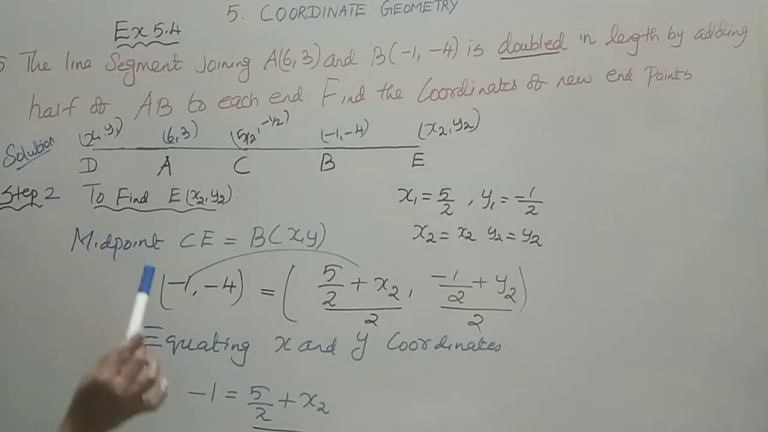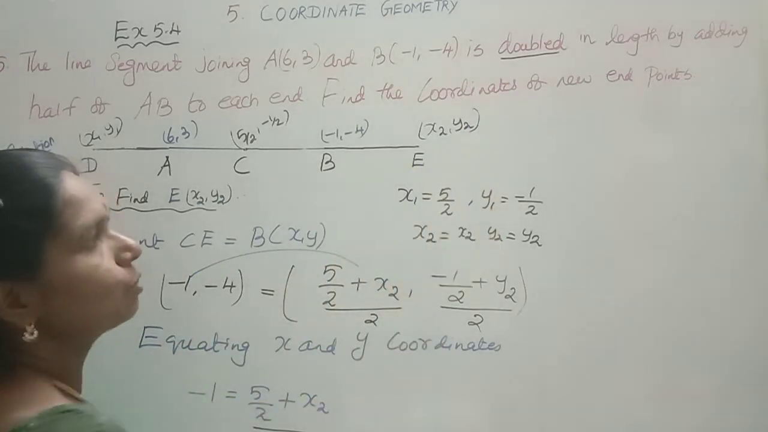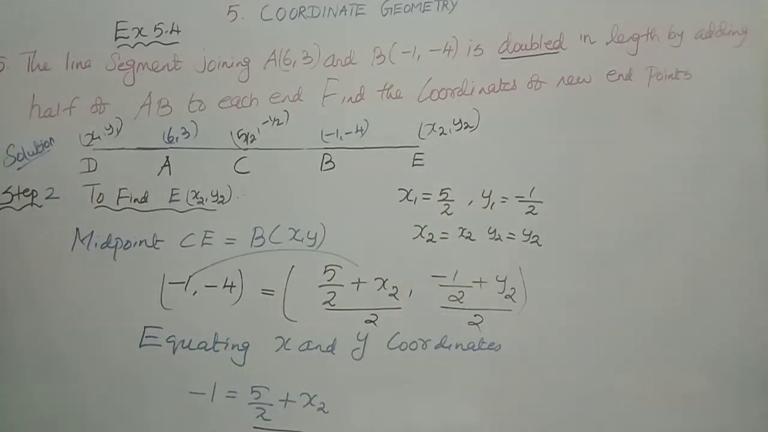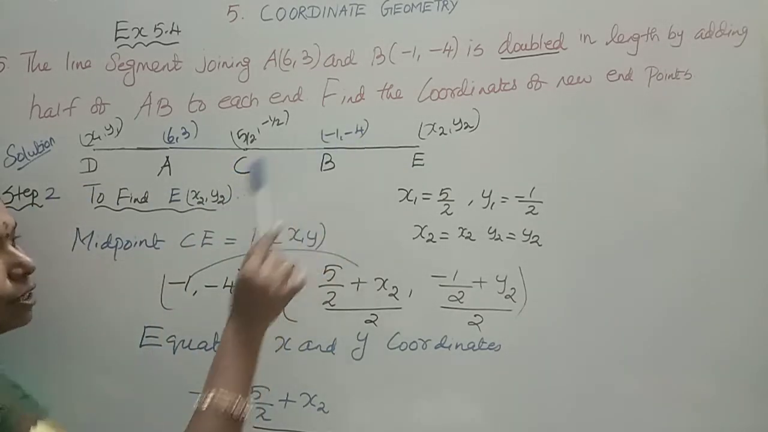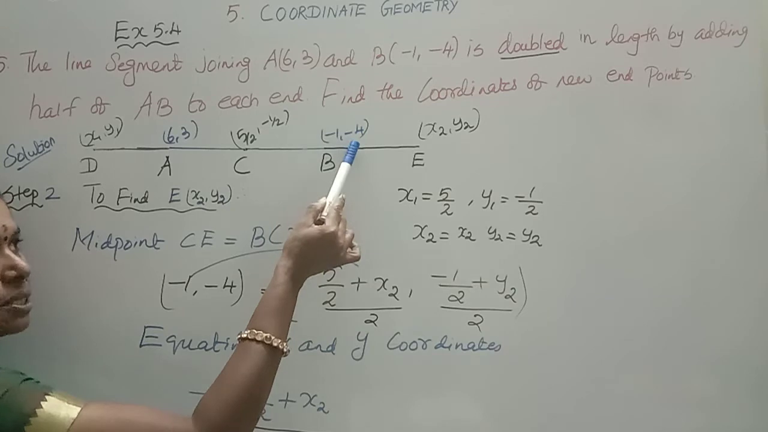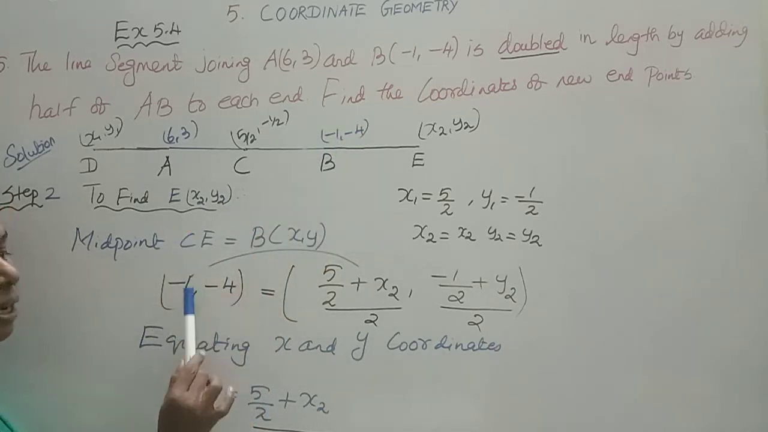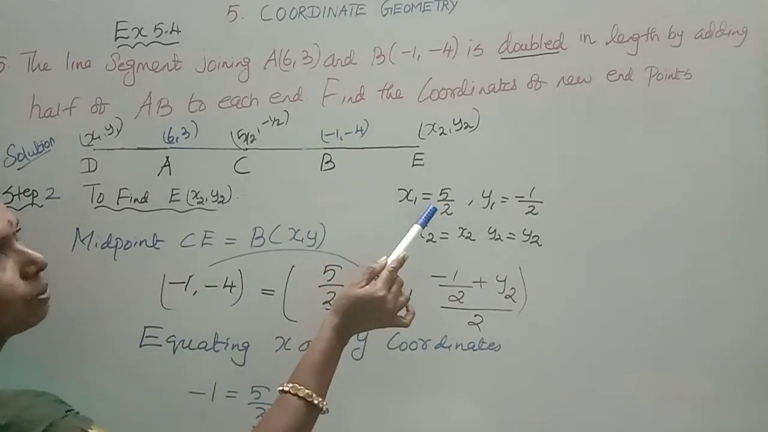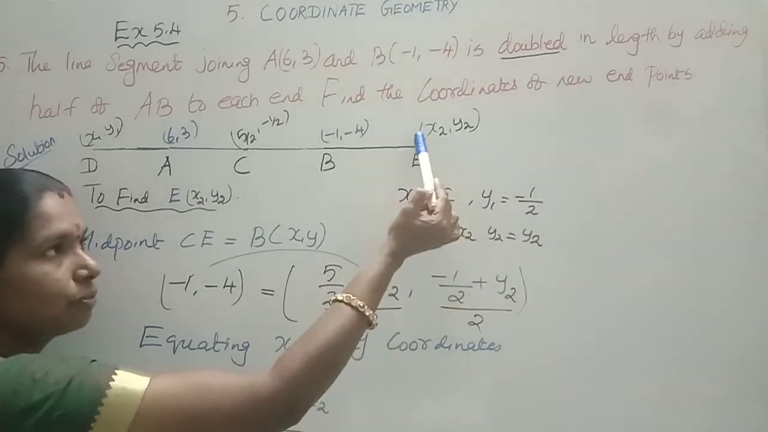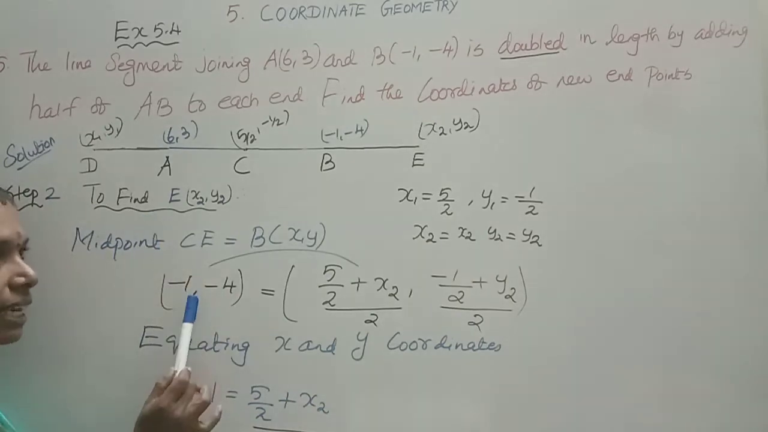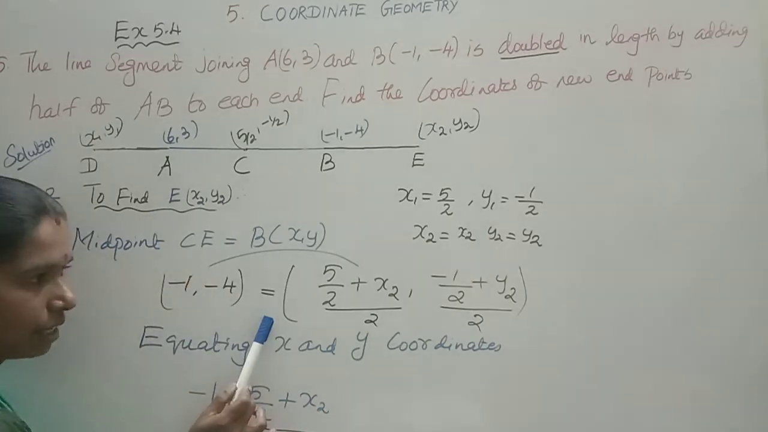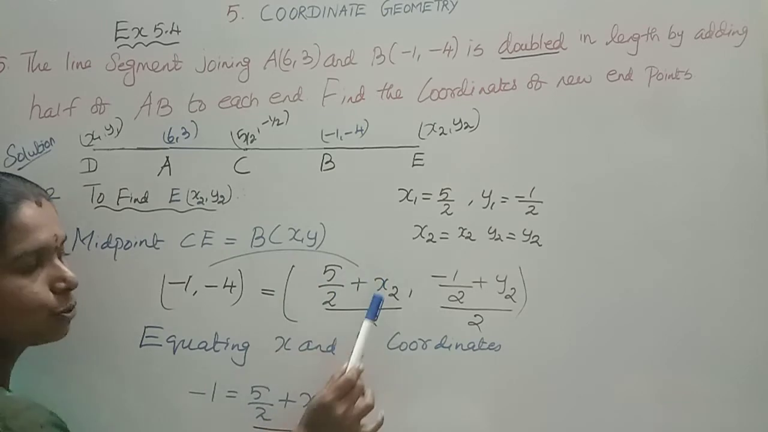Next, step 2: we have to find the coordinates of x2 comma y2, E of x2 comma y2. To find E of x2 comma y2, take the midpoint of CE equal to B of x comma y. What is B of x comma y? I am taking it as minus 1 comma minus 4. And here x1 is 5 by 2, y1 is minus 1 by 2. We are going to the next end point x2 comma y2; keep it as it is. Now minus 1 comma minus 4 is equal to x1 plus x2 by 2.